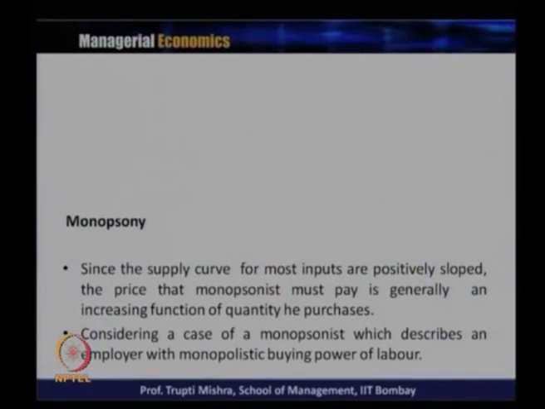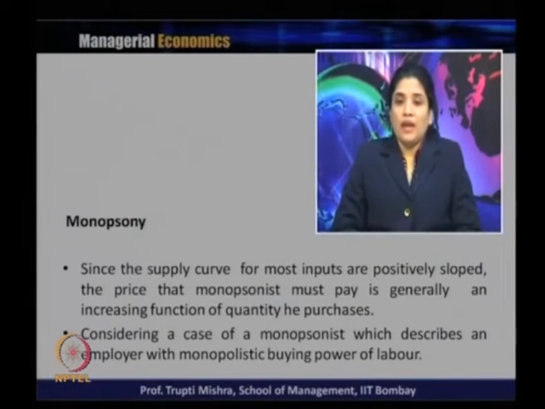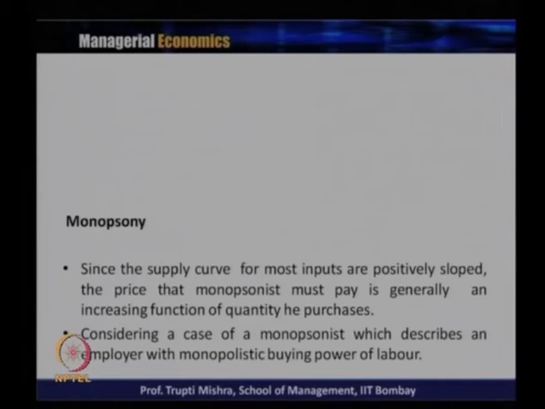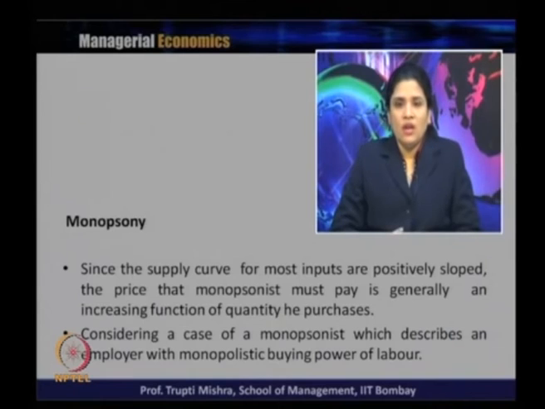And since the market supply curve for most inputs is positively sloped, the price that the monopsonist must pay is generally an increasing function of the quantity he purchases. So, since the supply curve is positively sloped, the price he is paying is also an increasing function of the quantity he purchases. And generally we take the case of the monopsonist which describes an employer with monopsony buying power over labor.